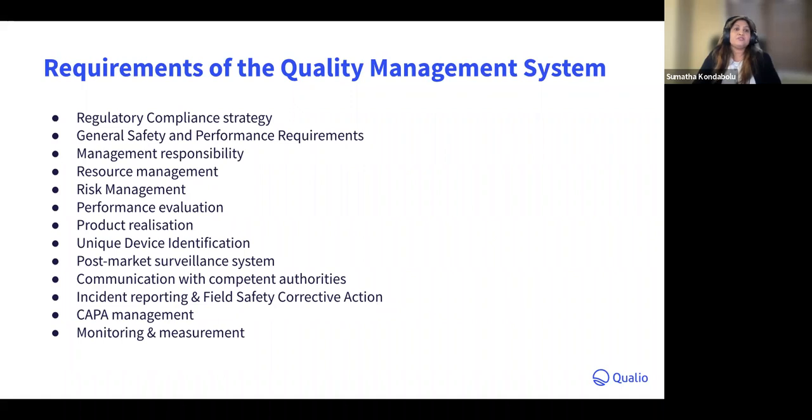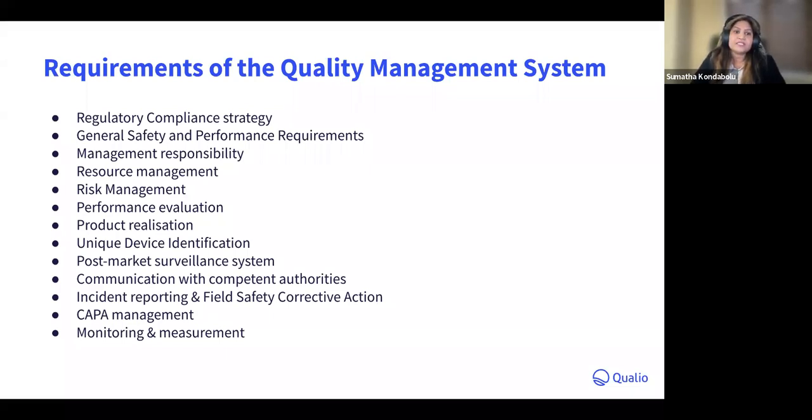Apart from this, you may also have to consider Annex 9, specifically Section 2.2, where the strategy for regulatory compliance is to include processes for identification of relevant legal requirements, qualification, classification, handling of equivalence, choice of, and compliance with conformity assessment procedures. So these are required, specifically if you are planning to go with the regulatory compliance.